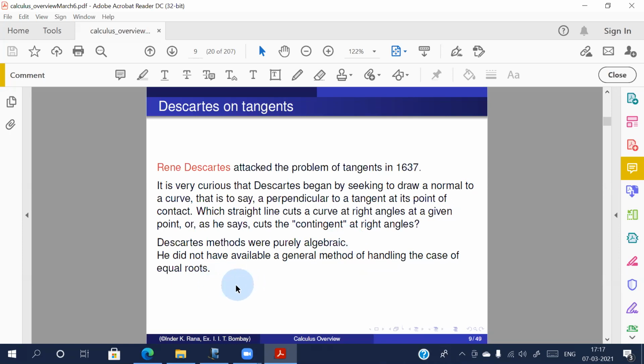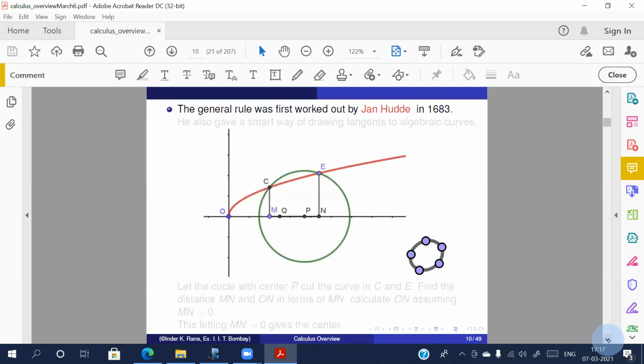By the way, he did not have a general idea of handling coincidental roots. By then, algebra had not developed that much. There was a mathematician around the same time called Jan Hudde, who gave a very nice geometric method of finding these tangents.